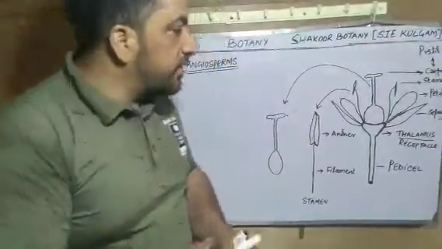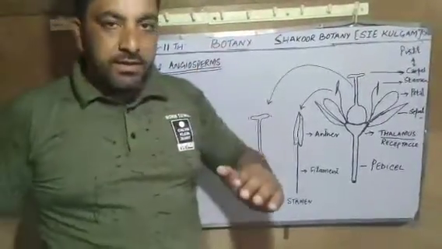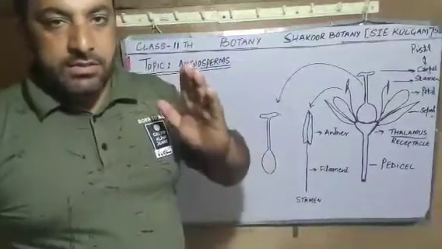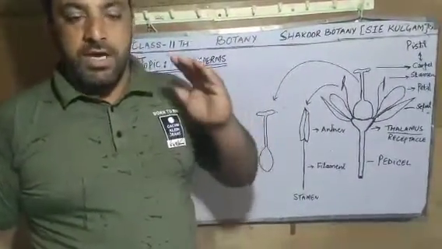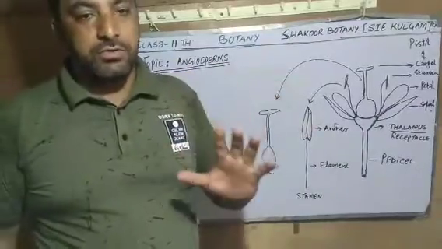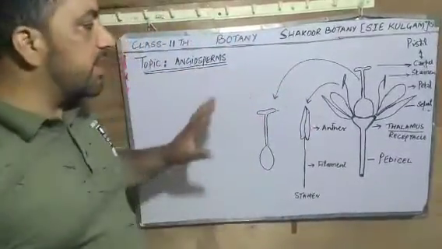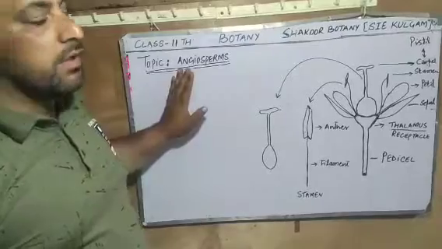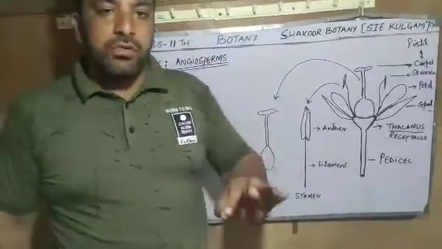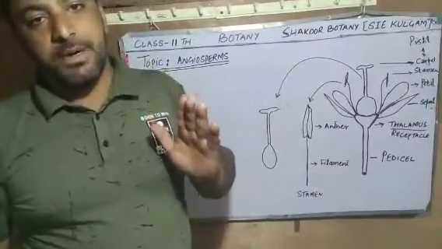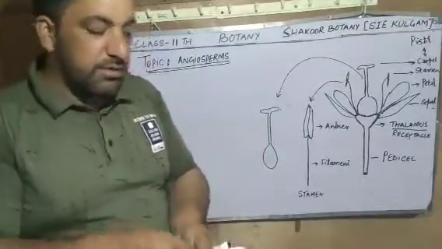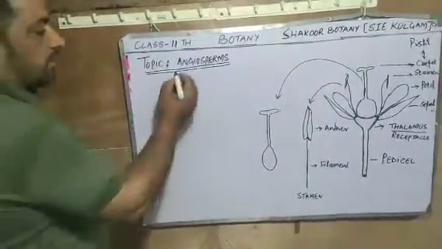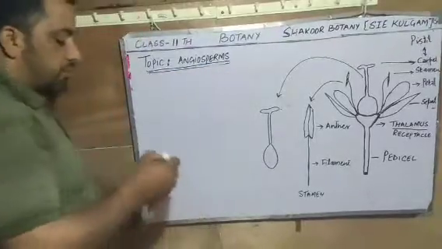And in today's lecture we will focus on the botany of class 11. In the previous lectures we have reached up to the level of gymnosperms. We have in fact completed gymnosperms. And in today's lecture we'll focus on angiosperms, the most complex type of plants, which we also call flowering plants. So today's topic is angiosperms.